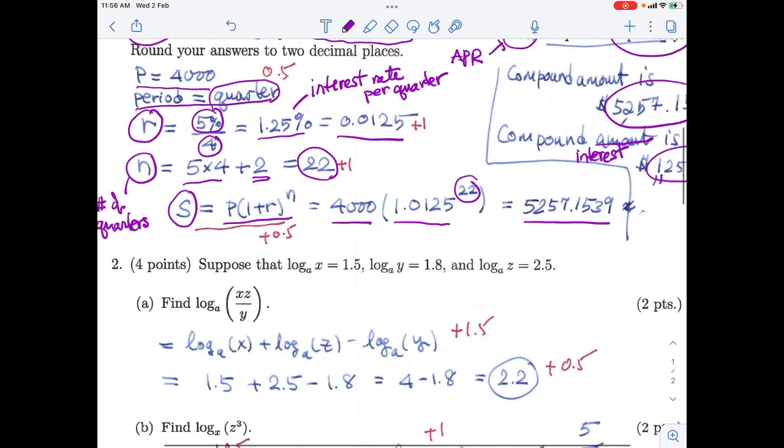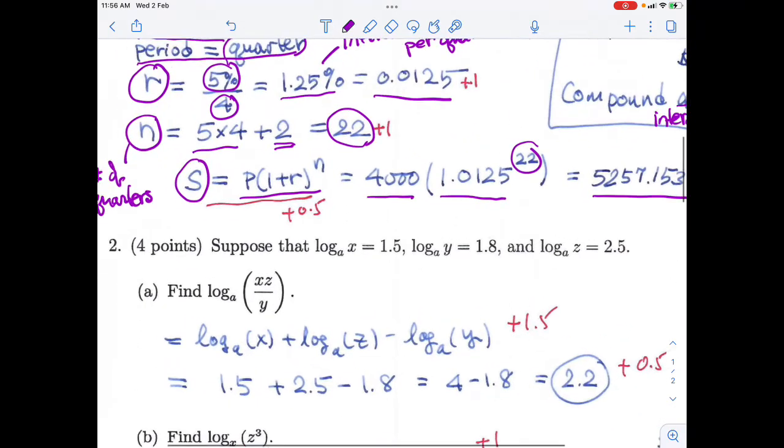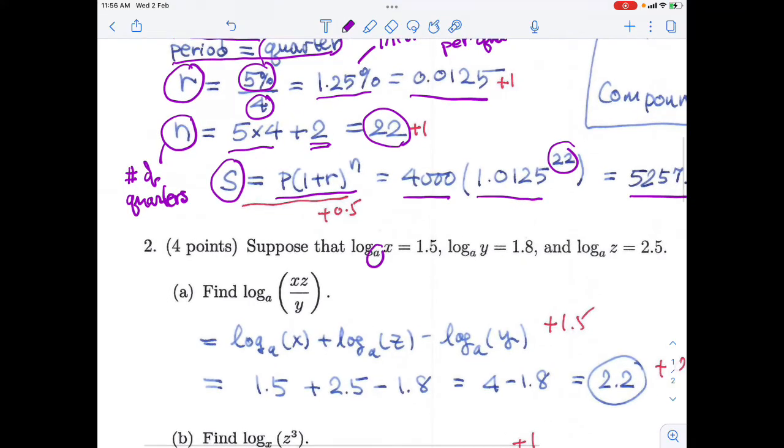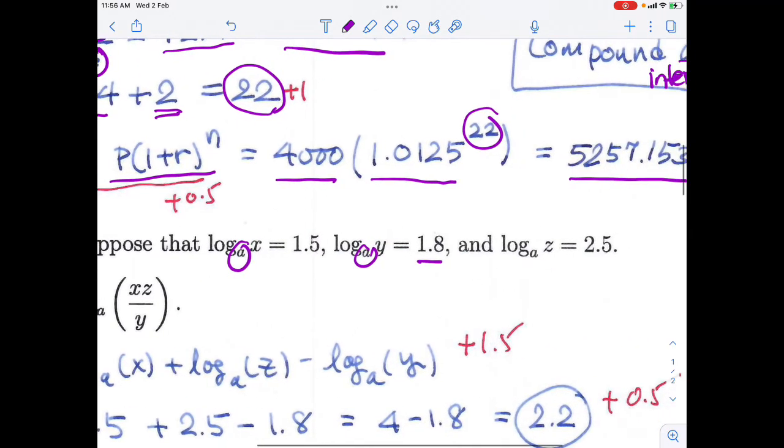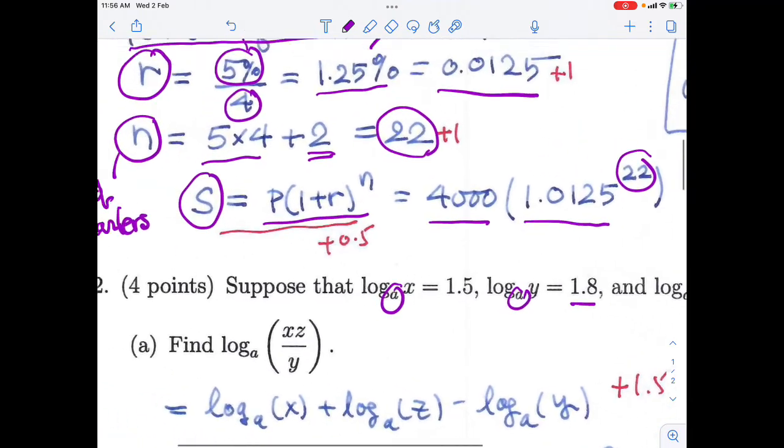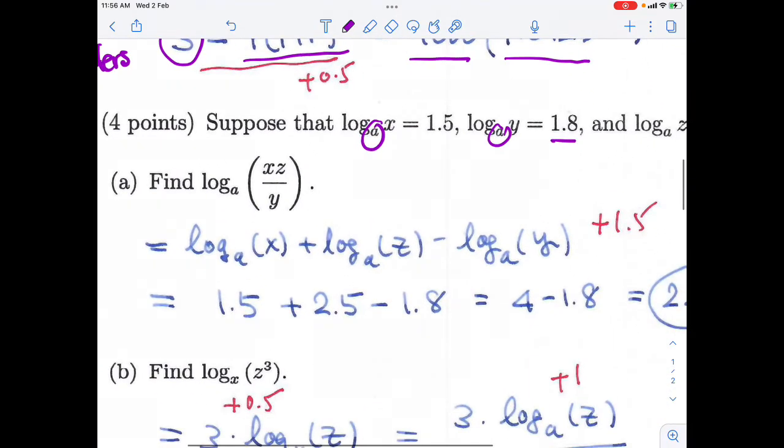Next one, they give you the values of log of x base a. So you notice that the base is a. Log of y base a is equal to 1.8, and log of z base a is equal to 2.5. Now the task is to find log of this thing. So we apply the properties, right? So log of a product becomes the sum of the 2 logs, right? So it becomes log x plus log z divided by y, so it's minus log of y.